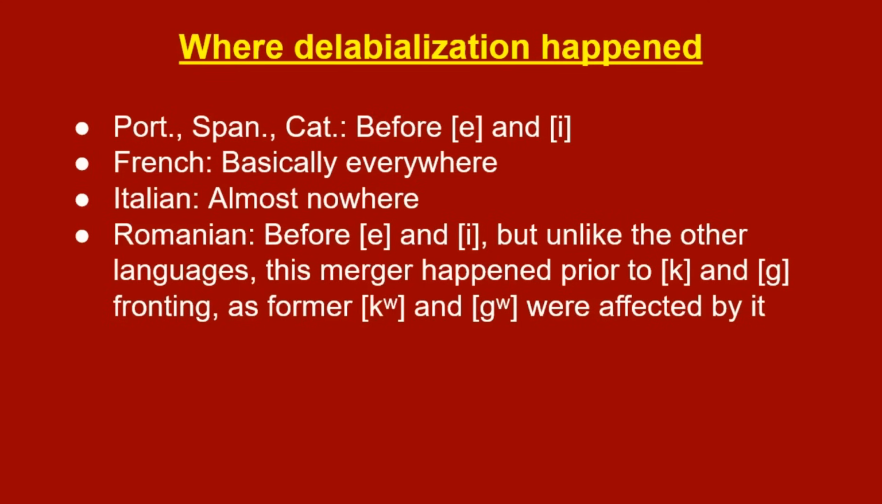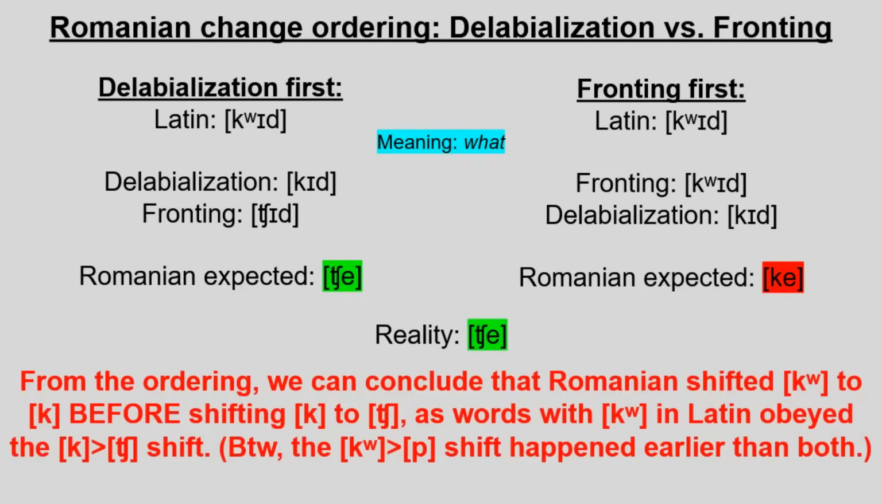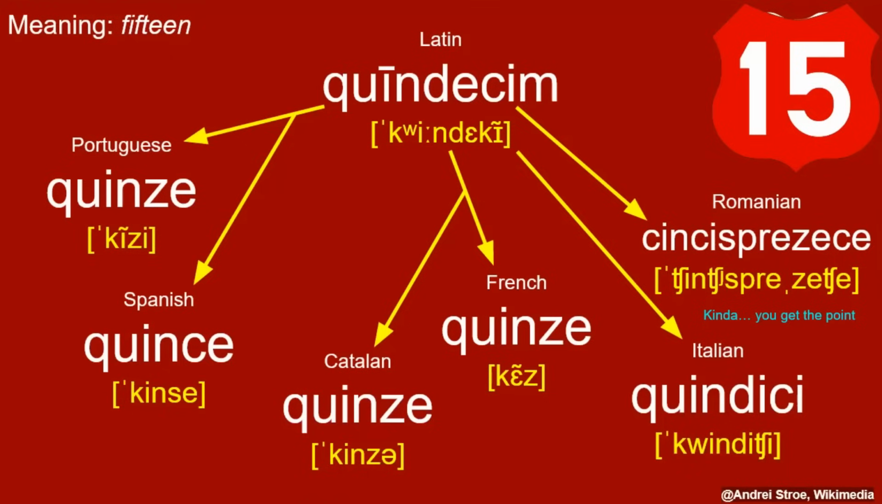As for Romanian, when before a or e, they merged que and gua into ca and ga before they became ch and j, because only in Romanian were Latin que and gua affected by the fronting. So for an example of all this, there's the Latin word quindicing, which became Portuguese quinze, Spanish quince, Catalan quinze, French quinze, Italian quindici, and Romanian cincisprezece.